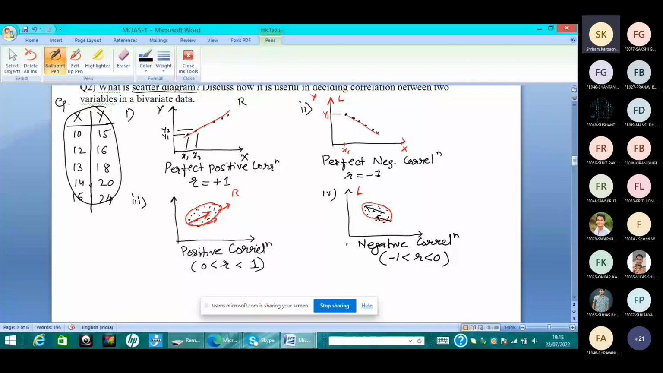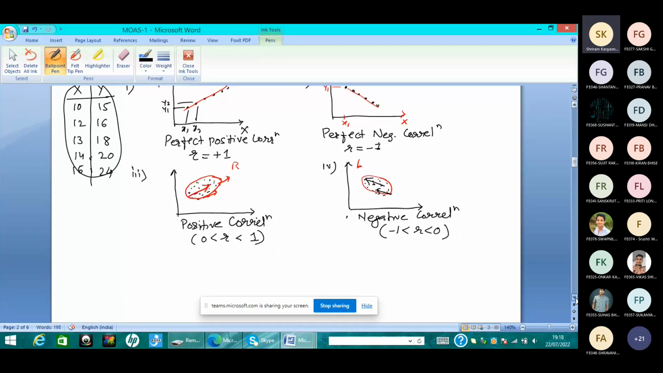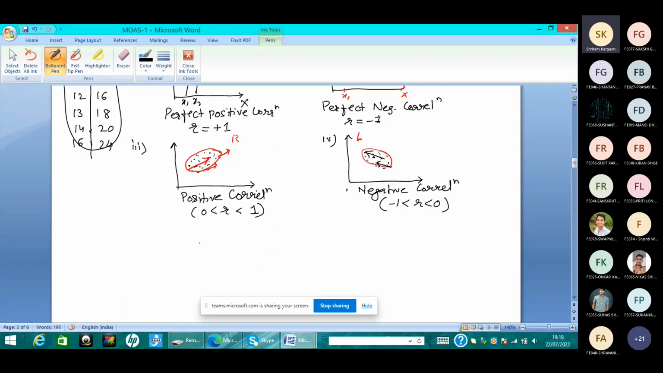Now sometimes the variables are not at all related. You cannot identify any direction in that case. These are very randomly scattered. You cannot see any specific direction, either left or right. So no direction is specified here. In such a case, you say that there is no correlation or zero correlation, and in this case the value of r is 0.